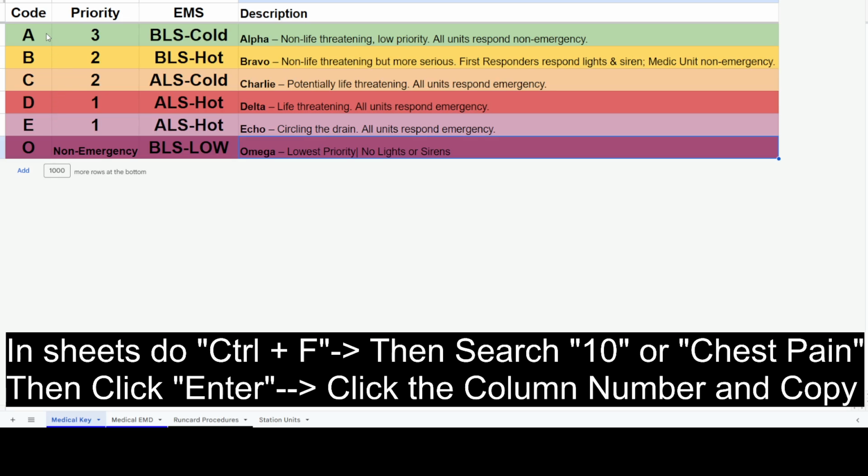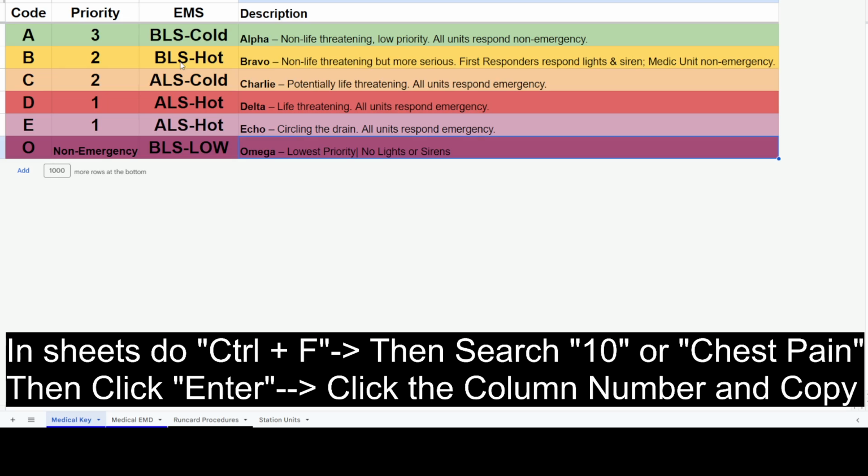Alpha is a BLS, basic life support response. It's not severe at all. It's low priority. All units would be responding non-emergent to such a call. Bravo is a BLS call that is hot. It's not life-threatening, but it's severe. Being basic life support, it requires only BLS.